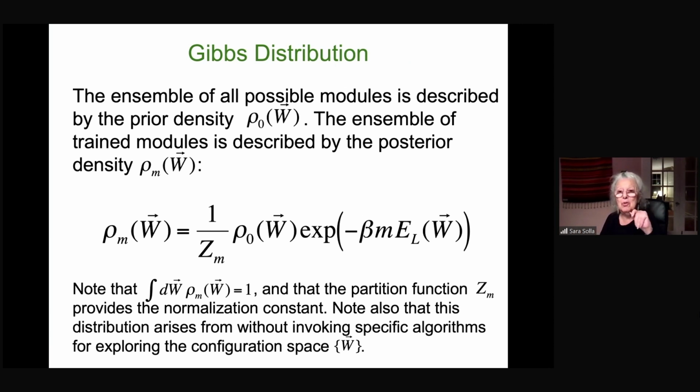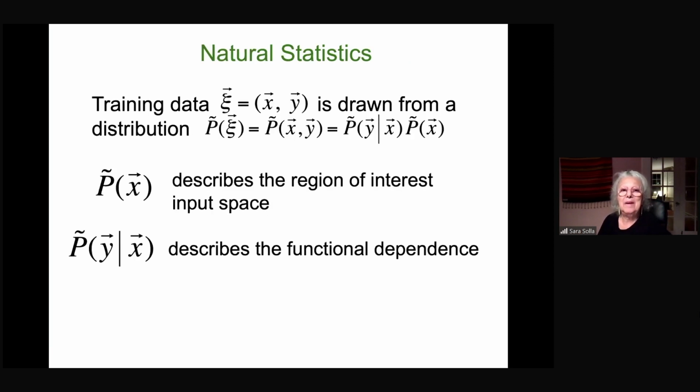So this, I'm going to show you, is very similar to some of the things that Francis Bach was telling you yesterday. But before I do that, let me move a little bit further. I have used my training data. Every point psi, x and y, was drawn from a probability distribution, which is the joint probability distribution. I call it P tilde, where the tilde means real world distribution of x and y, which is a P tilde of y given x times a P tilde of x. The P tilde of x describes the region of interest in input space, and the P tilde of y given x describes the functional dependence that we are really interested in.